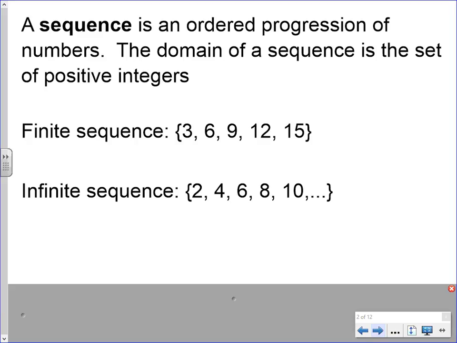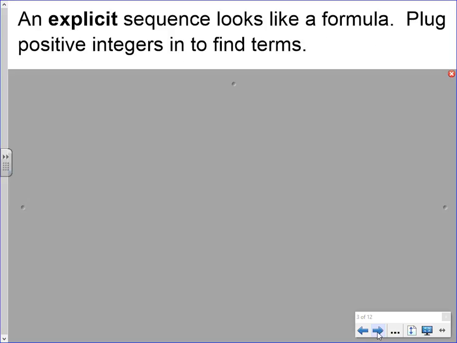There are 2 different ways we can write a sequence. The first way is what we call an explicit sequence. The explicit sequence looks like a formula where we plug in numbers for n, most likely, to find terms. I don't like it any more than you do, but a lot of today will be defining what things are and what things mean. Getting used to notation. I'll show you what we're doing.